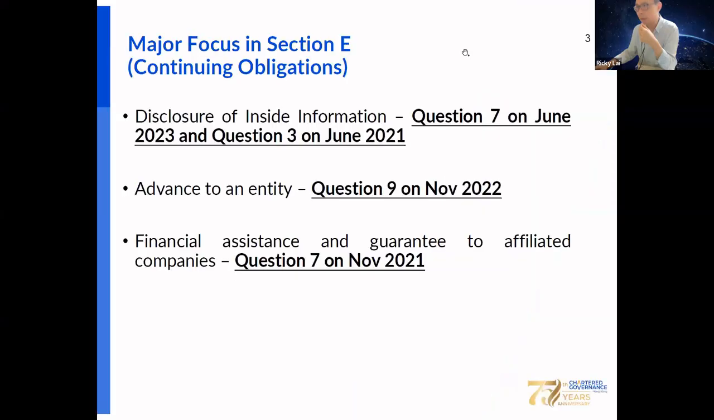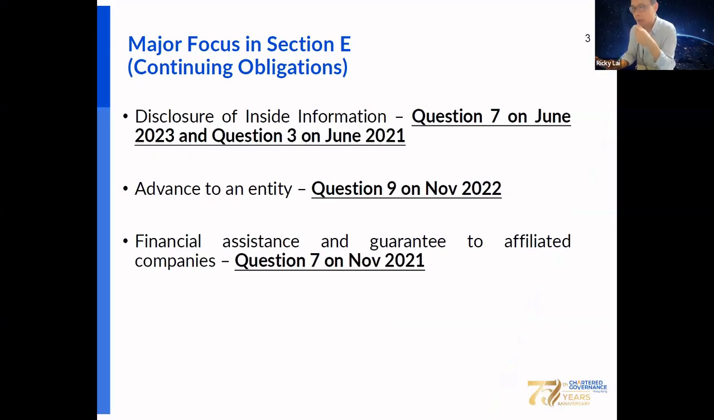That's the reason why today, unlike previous topics where we looked at company orders, we will look at listed company compliance, that is, the listing rule as well as the SFO compliance. First of all, before we look at any past exam papers, you should know some major focus for each of the topics under Section E.